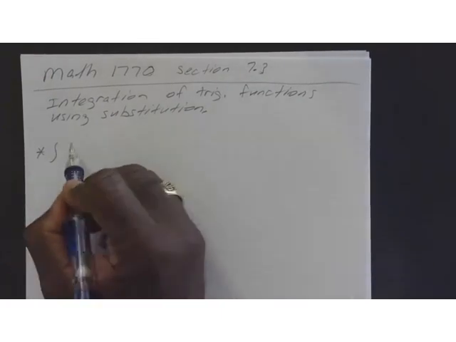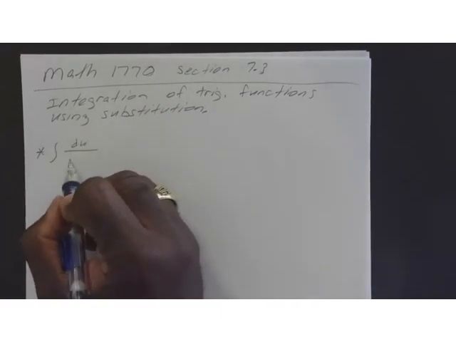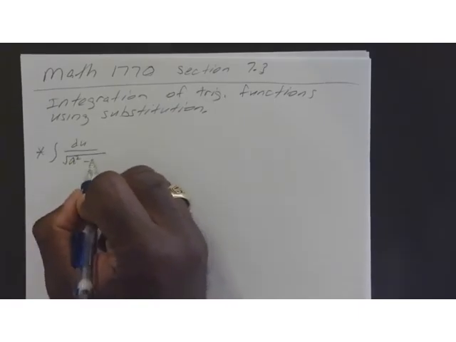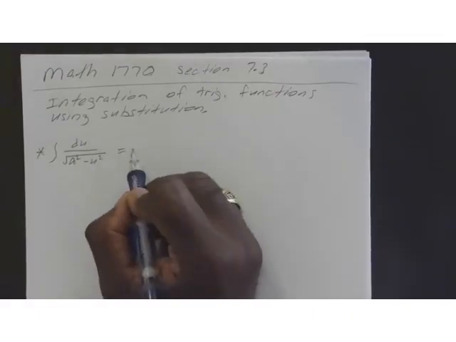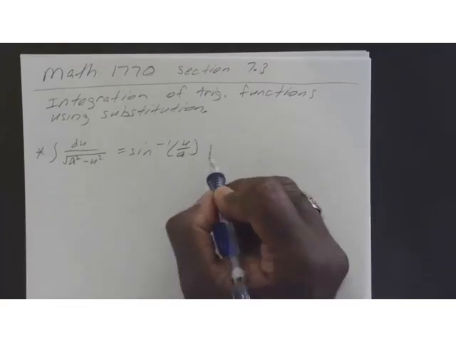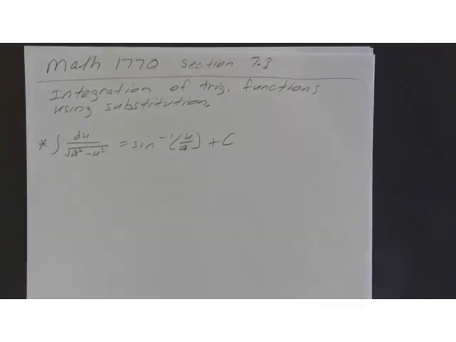Okay, so we know that the integral of du divided by the square root of a squared minus u squared is equal to sine inverse of u divided by a plus c.